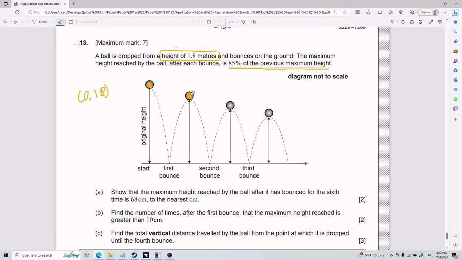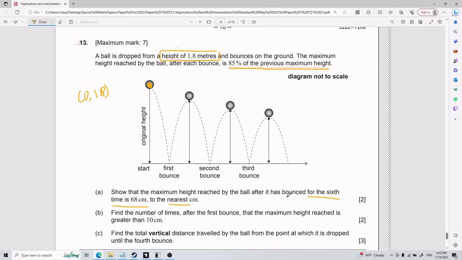All right, for part A, we need to show that the maximum height reached by the ball after it has bounced for the sixth time is 68 centimeters to the nearest centimeter. All right, so here, I think the tough part is actually identifying what type of problem it is, okay? And so because we have an initial bounce, the first one, second, third, fourth, etc., you can kind of look at it as a sequence, see? And so this is a sequence that is decreasing by a certain amount.